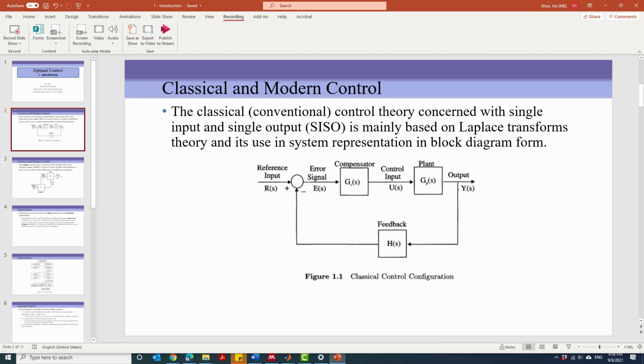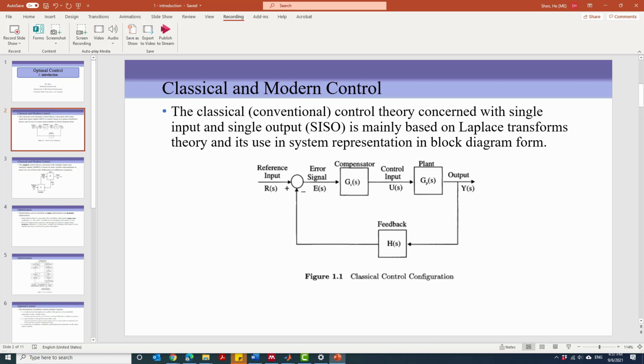This picture shows the classical control configuration. The frequency domain analysis is commonly used. In this feedback control structure, we have mainly 3 components. The first one is a plant, which describes the dynamic behavior of the object that we're interested in. This feedback block describes how the sensing system works, and the compensator, which is also our control. And this control will take actions based on the difference between the reference input and the output of the system. Then it will generate the control signal to change how the plant works.